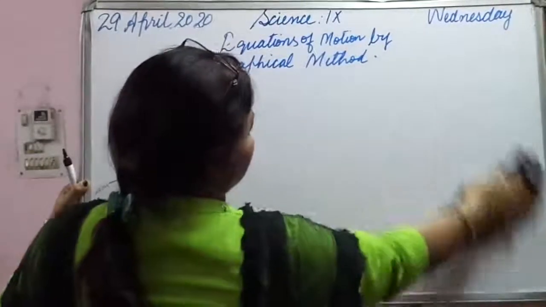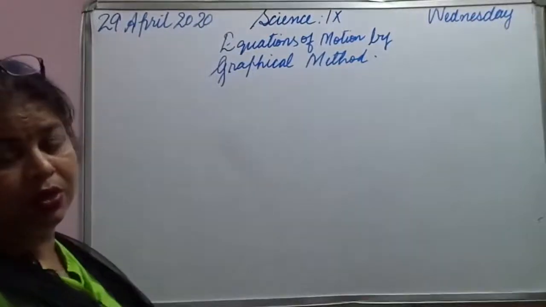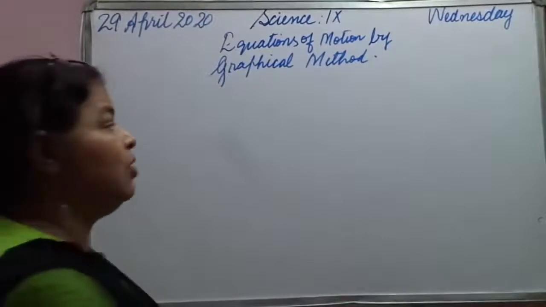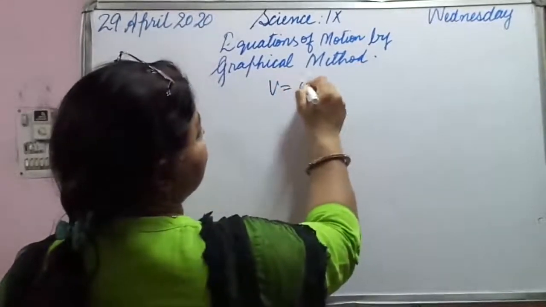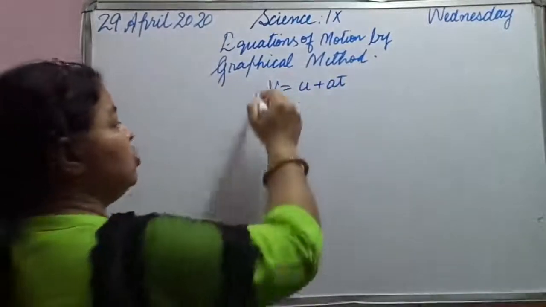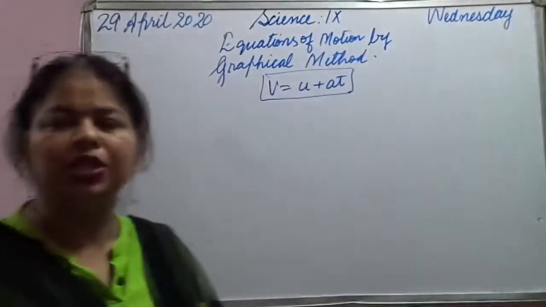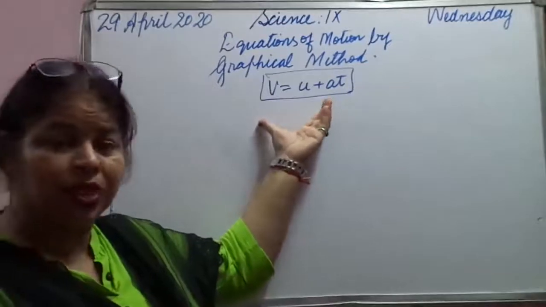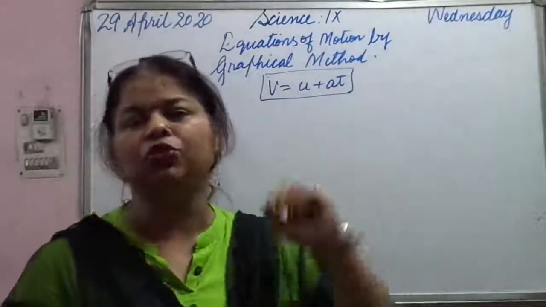Now we are going to discuss the first equation of motion. You are very much acquainted with graphs. The first equation of motion is a derivation in which we write v = u + at. We need to derive this. In the exam, the question can be asked as a statement or equation, saying derive v = u + at.